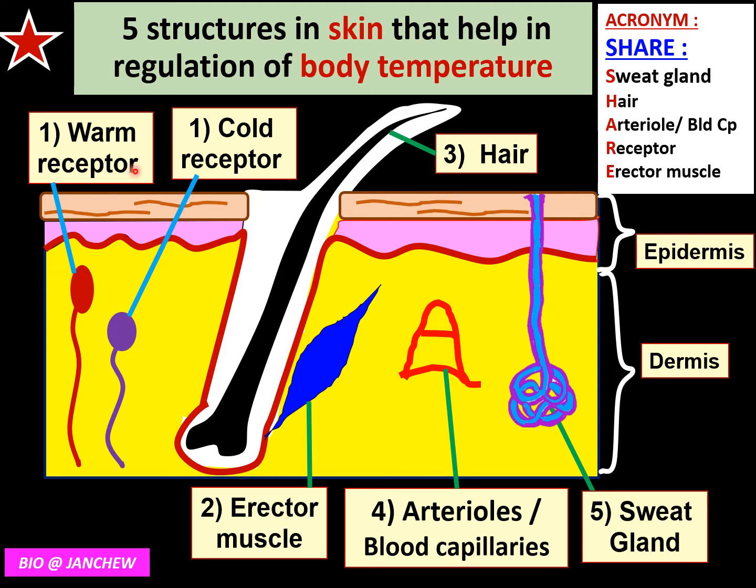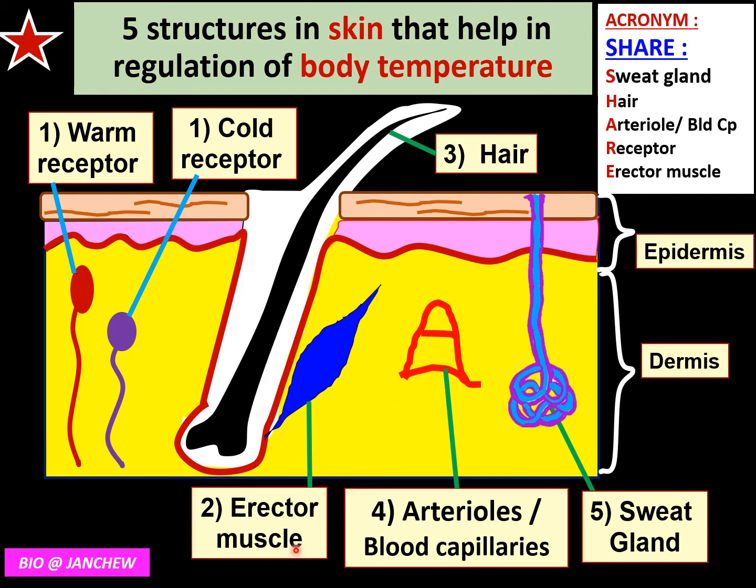So the first structure are the thermoreceptors, that is the warm receptors and the cold receptors that detect changes in temperature. The temperature of the environment can be detected by these receptors. Secondly are the erector muscles. An erector muscle can contract to pull the base of the hair so that the hair becomes erect to trap more air. We'll be discussing the mechanisms that are carried out by these effectors in the next part of the lesson.